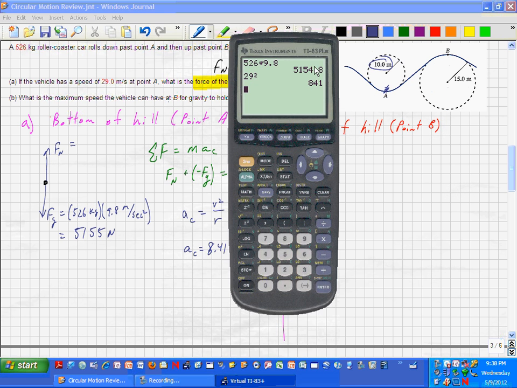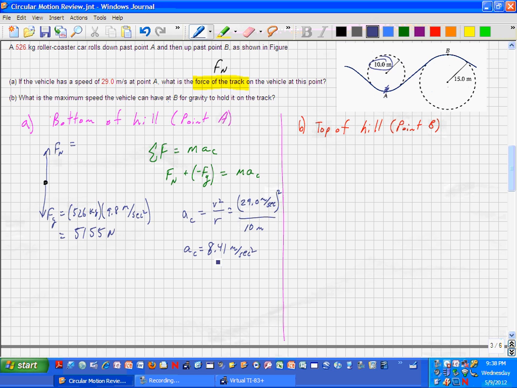You know what? Let me show you real quick how I got that. I squared 29. That's 841. I know I'm going to divide by 10, so I just moved the decimal place over. Oh, it would be 84.1. Boy, I'm glad I checked that because that would have been dumb on my part. All right, let's fix that. It's 84.1. There we go.